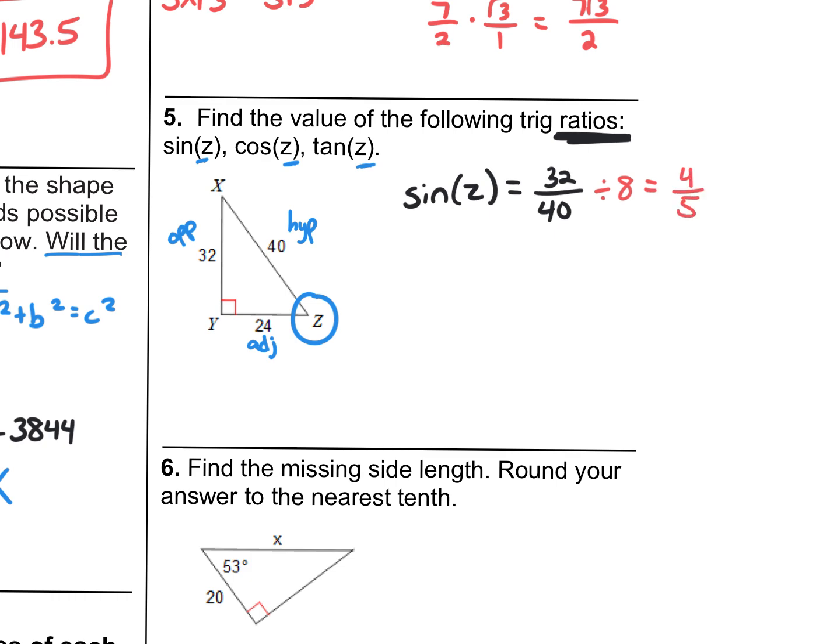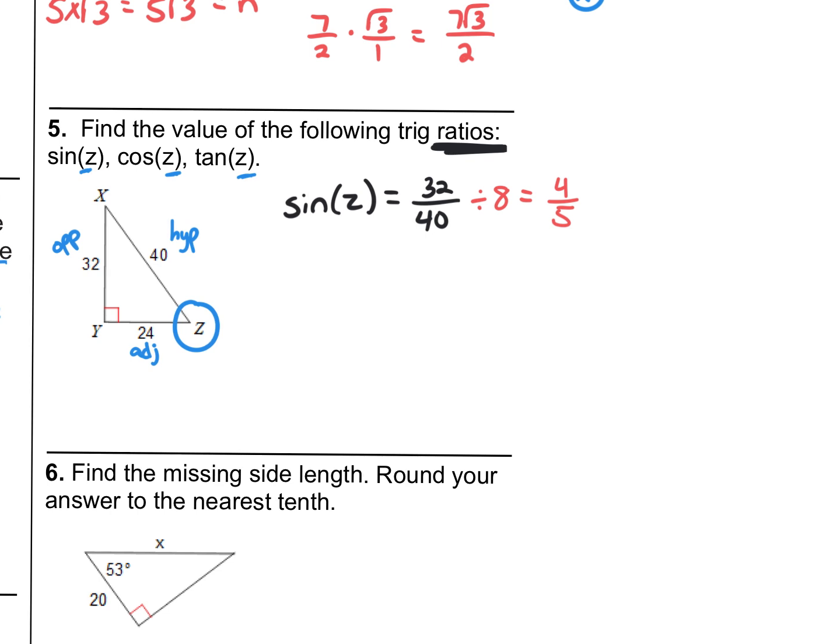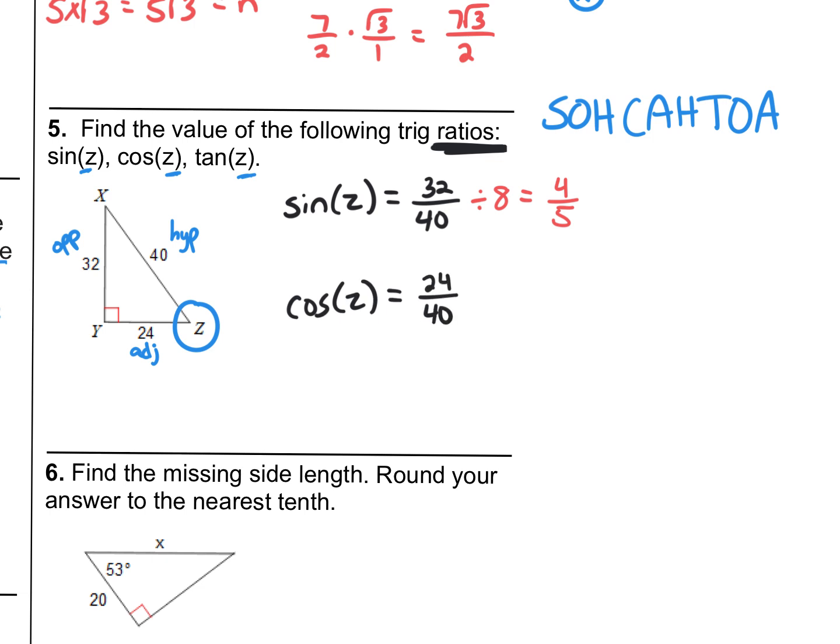What is going to be most helpful with the trig problems? Do you know how to spell it? SOHCAHTOA. Bingo. Use that to help you out. Cosine Z. Adjacent over hypotenuse, so that would be 24 over 40. Divide by 8 again, we get 3 over 5. Last one, tangent. Opposite over adjacent, in that case, it is 32 over 24. Is it okay that we have a bigger number on top? Yes. This gives us 4 over 3.